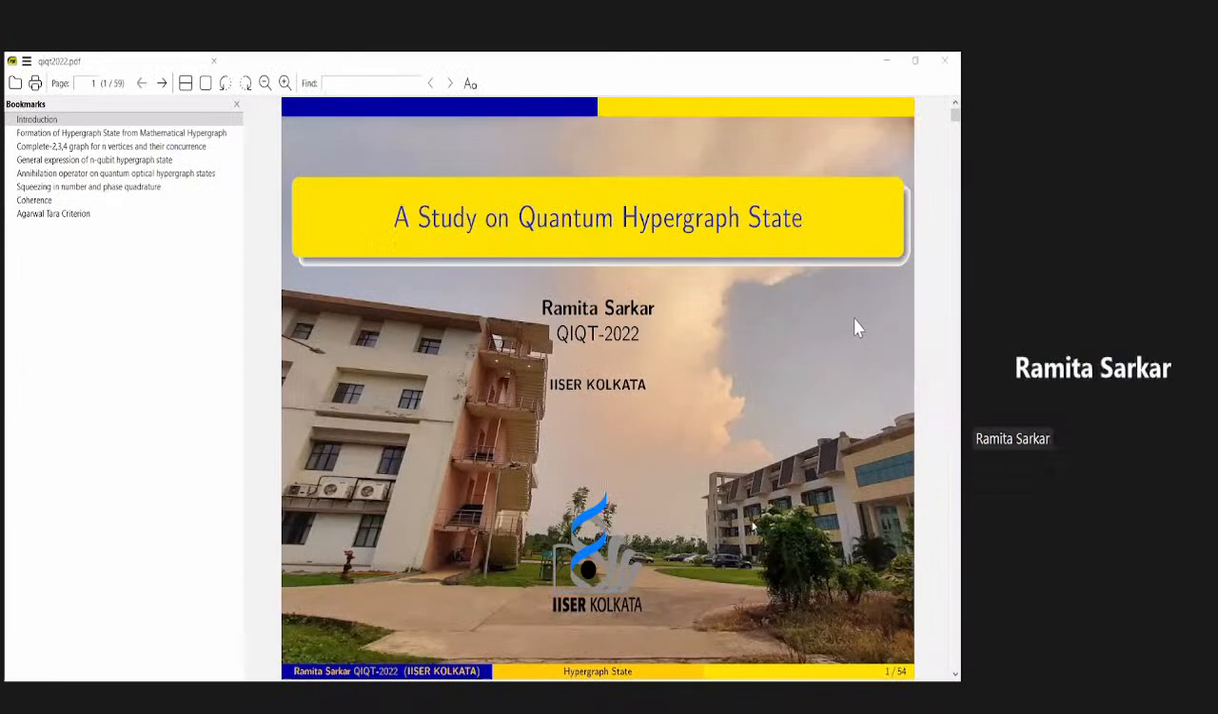Thank you for the kind introduction, and thank you for inviting me to speak here. I am from IISER Kolkata. I am Ramita. I am working under Professor Panigrahi. Today I am giving my talk on quantum hypergraph state.